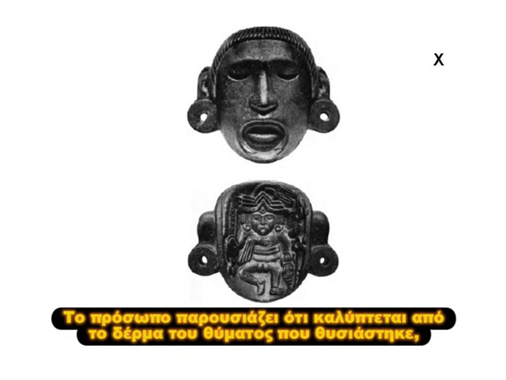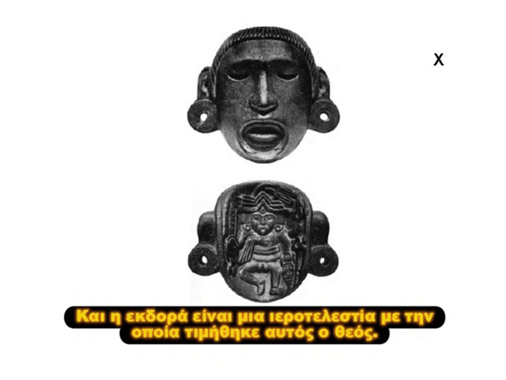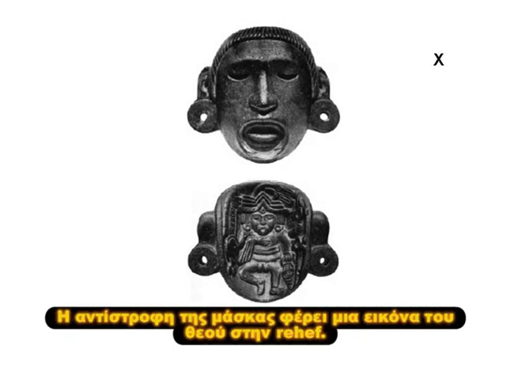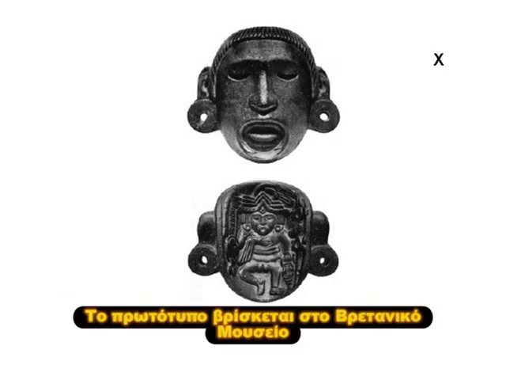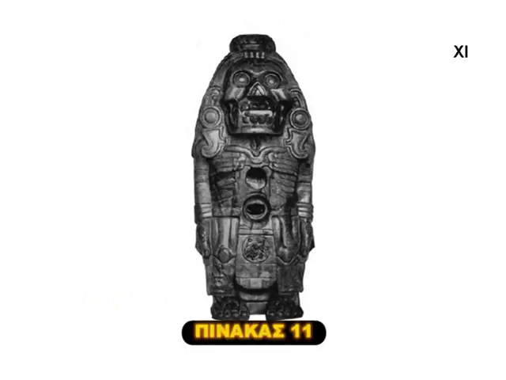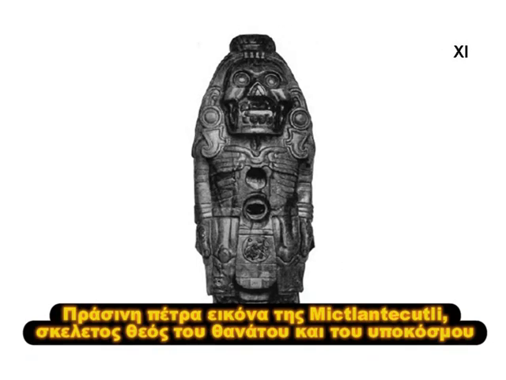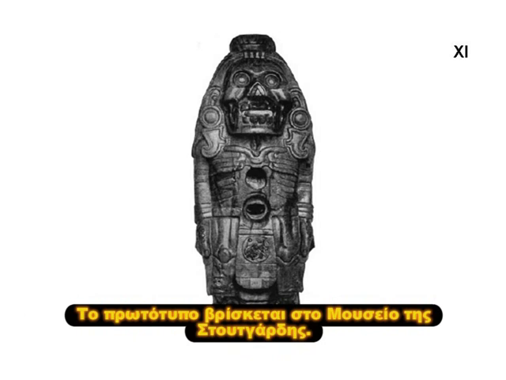The face is represented as covered by the skin of a sacrificed victim, flaying being a rite with which this god was honored. The reverse of the mask bears an image of the god in relief. The original is in the British Museum. Plate 11. Green stone image of Mictlantecuhtli, the skeleton god of death and of the underworld. The original is in the Stuttgart Museum.